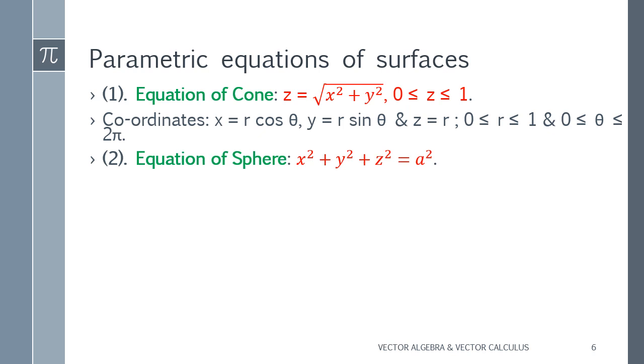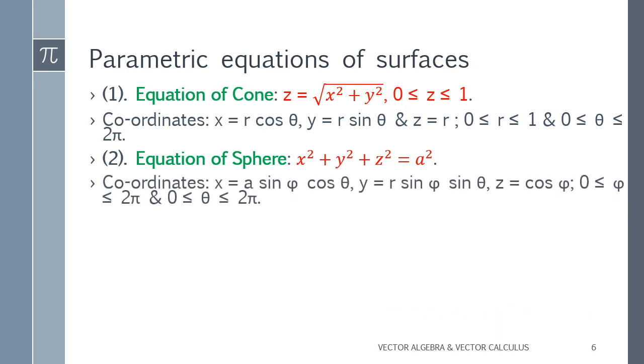The second one is the equation of the sphere, given as x square plus y square plus z square equals a square, and its parametric equations are x equals a sin phi cos theta, y equals a sin phi sin theta and z equals a cos phi. For phi it belongs to 0 to pi and theta belongs to 0 to 2 pi. You have to remember all these equations. Again and again I am telling.